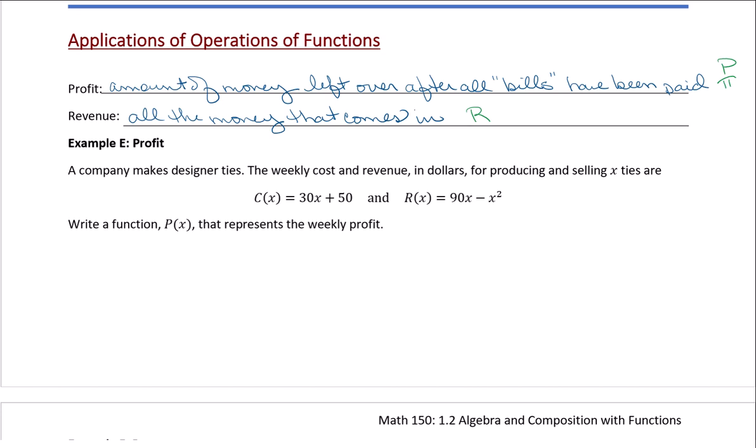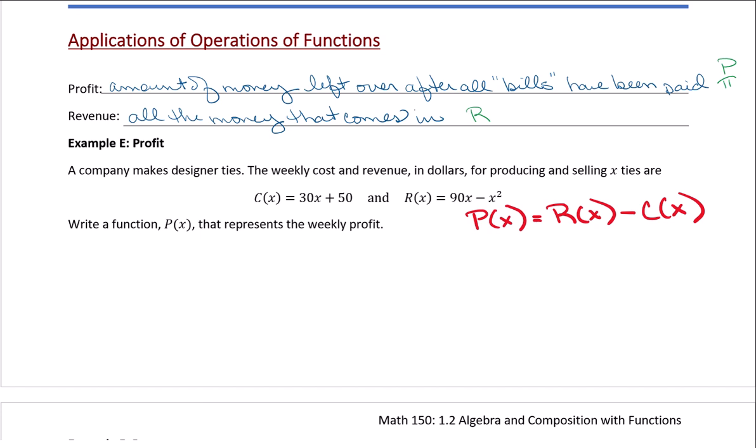Profit is basically the money you have at the end of the day. So if we're looking for a profit function, we start with the revenue, all of the money that comes in, and then we subtract all of the costs. In other words, all of the bills that we had to pay. That leaves us with all the money that we have left over, which is our profit.